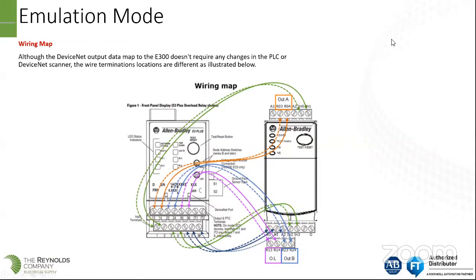One thing I want to point out is the wiring terminals are located at different positions, and here's a map, the resource that shows you exactly how to wire the one up from the E300 as opposed to the E3 Plus. Next slide.